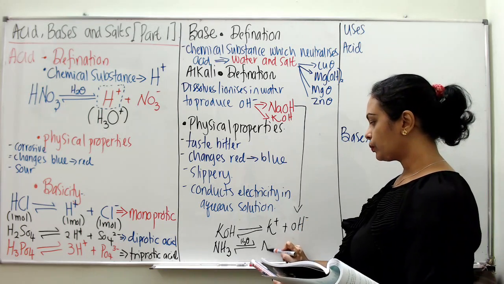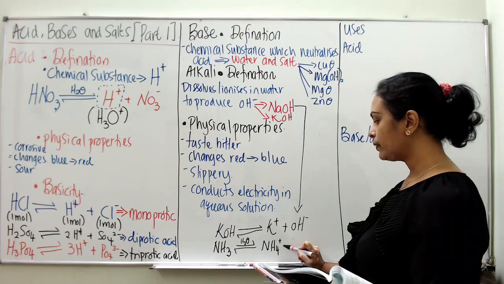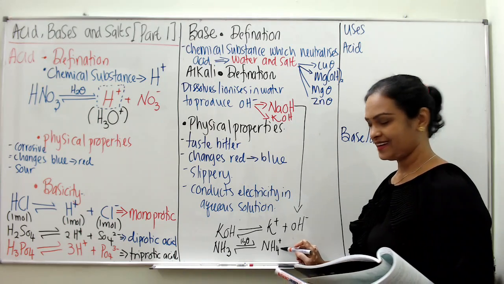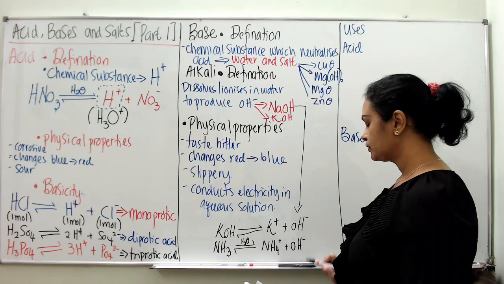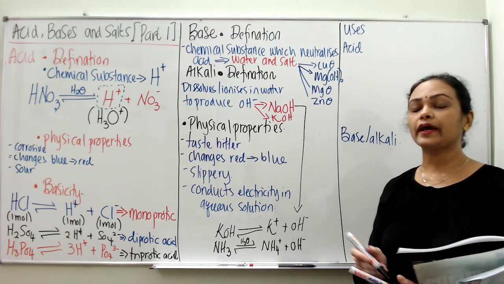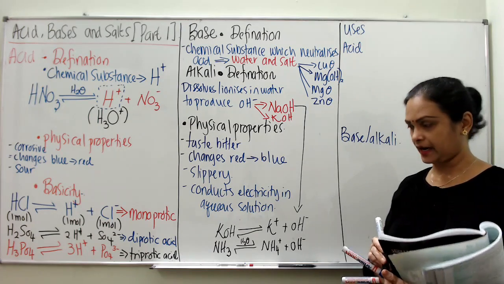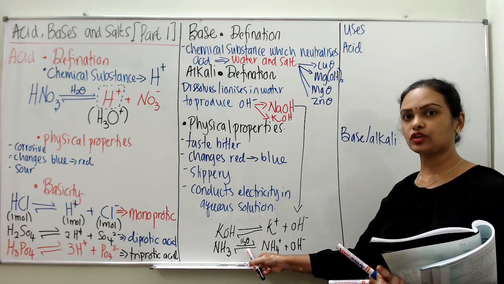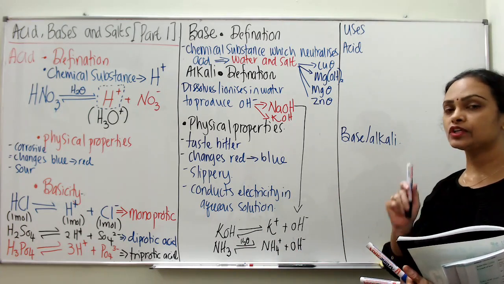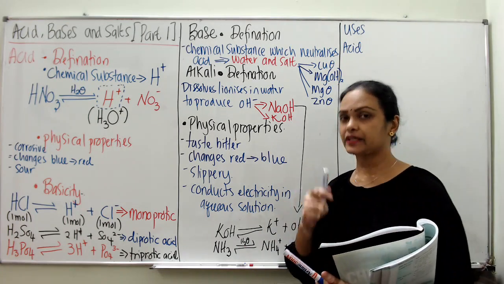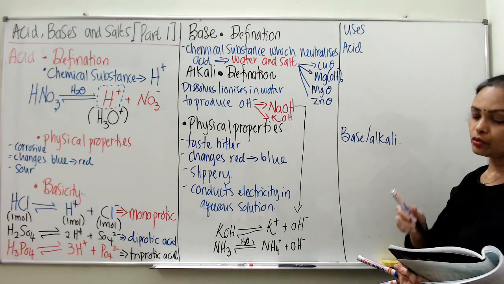Okay, so to produce ammonium ion, remember this is another dative bond. And hydroxide ion. That is the reason why ammonia is considered an alkali, not just a base. Why? Because it dissolves in water. In fact, ammonia is a weak alkali, which we will discuss in our later videos.